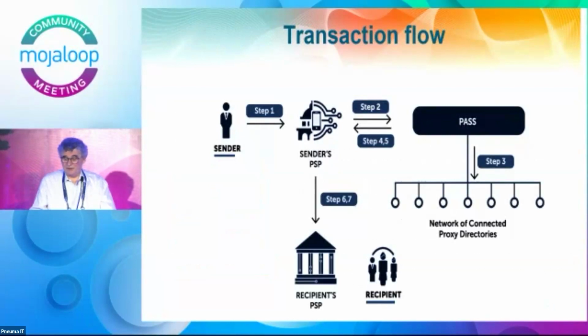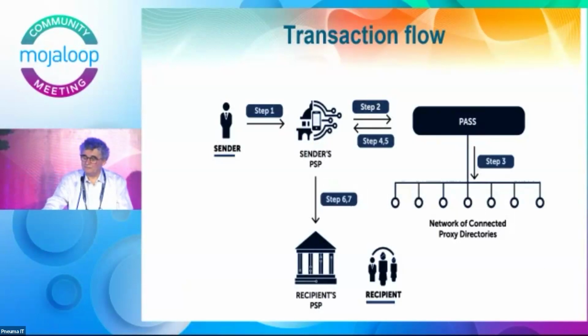So this is what the transaction flow looks like. Sender sends to the PSP. It goes to the PAS directory, which looks across all of its connected proxy directories and returns the information to the sender PSP. The sender now knows, hopefully, that it can send to this proxy if it sends to this DFSP in this payment system. So from that point onwards, it can execute the payment in the payment system as it normally would.